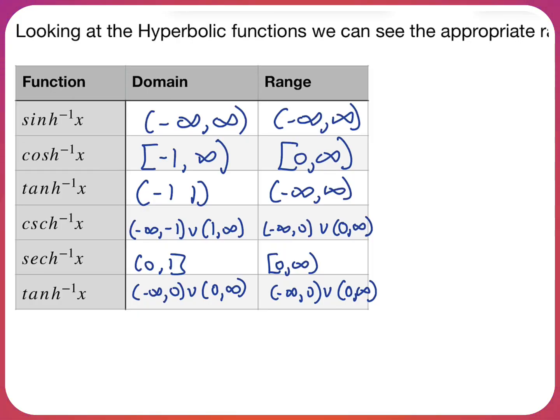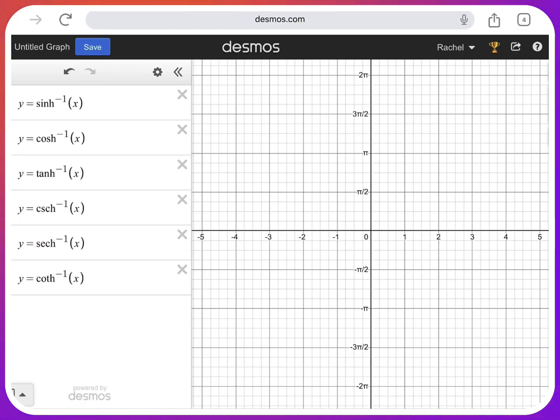Okay, let's go to Desmos and look at the graphs of these inverse hyperbolic functions, so you can be familiar with these. So here's the inverse hyperbolic sine function, the inverse hyperbolic cosine function, the inverse hyperbolic tangent, the inverse hyperbolic cosecant, inverse hyperbolic secant, and the inverse hyperbolic cotangent.